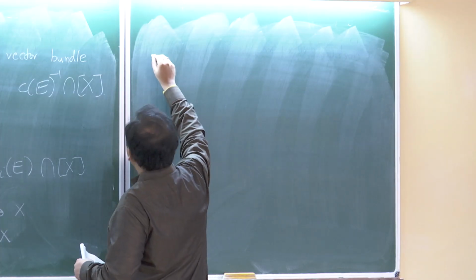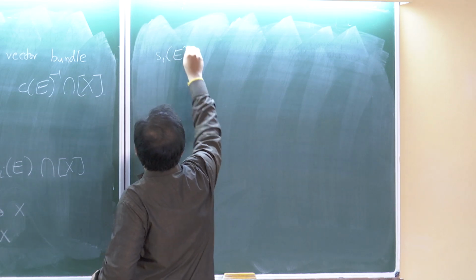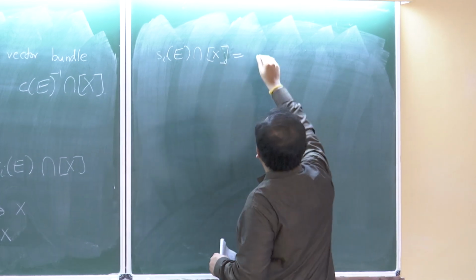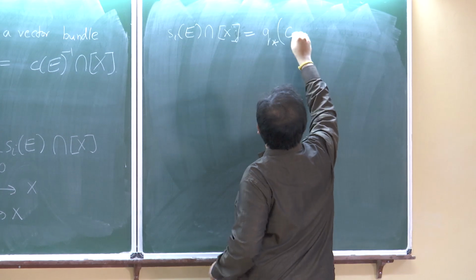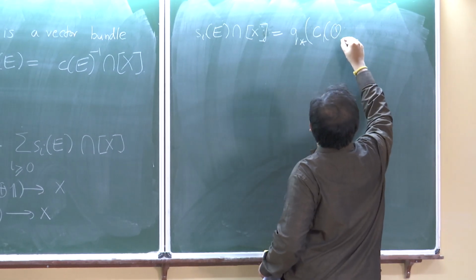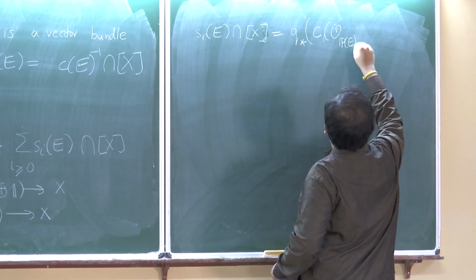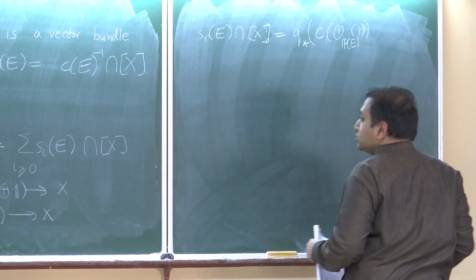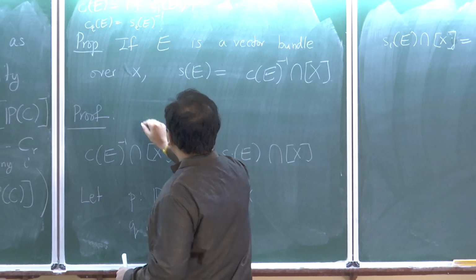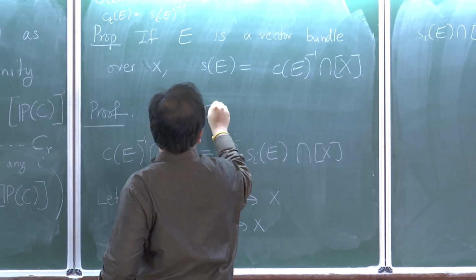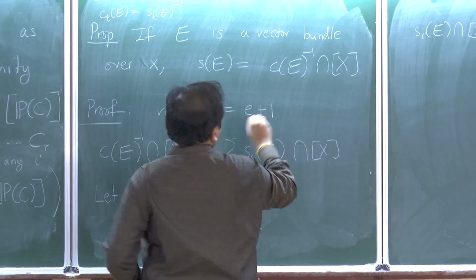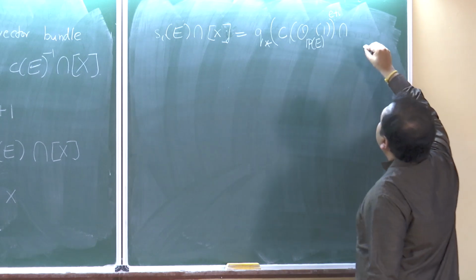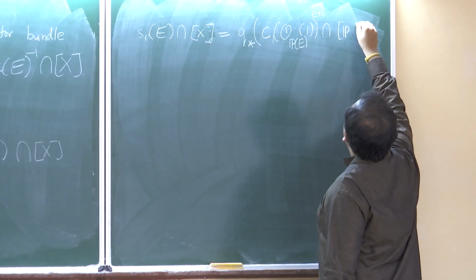So what can I say about SI E capped with X? By definition this was Q lower star of C1 of O_PE(1) to the power, and I should say E is a vector bundle, so let's say the rank of E is equal to E plus 1. So then this is E plus I, capped with PC.